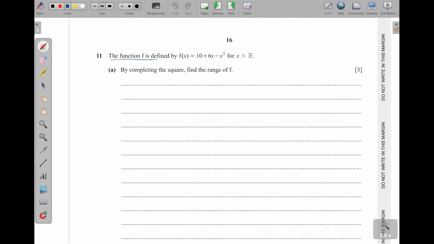Question 11. The function f is defined by f of x equals 10 plus 6x minus x squared for x being real. Then part A, by completing the square, find the range of f.